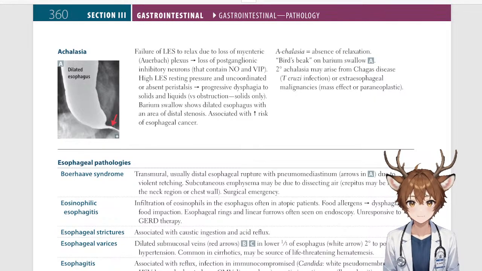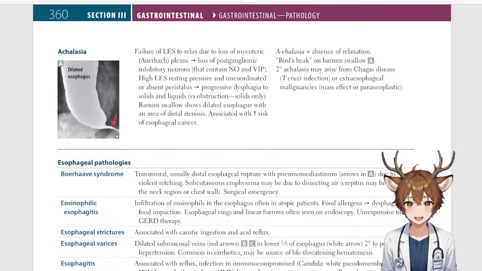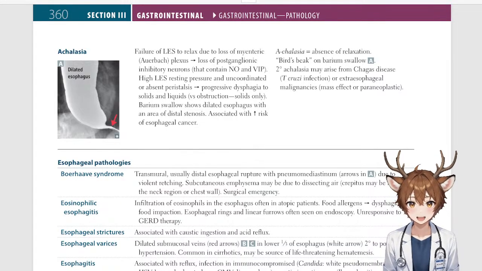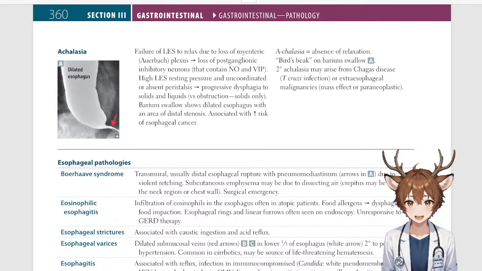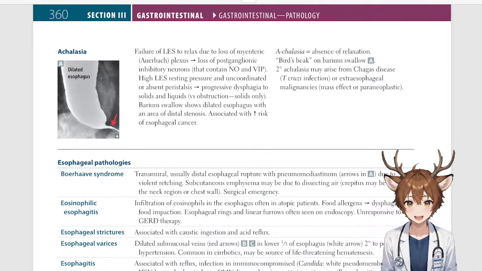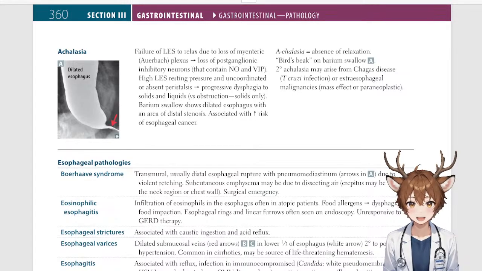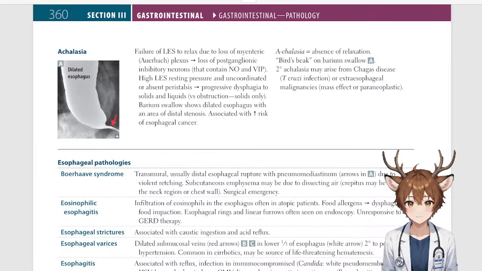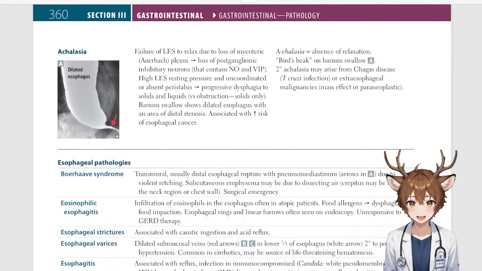Primary is idiopathic, secondary from Chagas disease, which is to say from Trypanosoma cruzi infection, or extraesophageal malignancies, mass effect or paraneoplastic. Chagas disease, this is the learning device, Chagas disease can cause achalasia. So achalasia, CHA, and Chagas, CHA, right? And remember, it's caused by Trypanosoma cruzi, and I think it's spread by reduviid bugs, if I'm not mistaken.